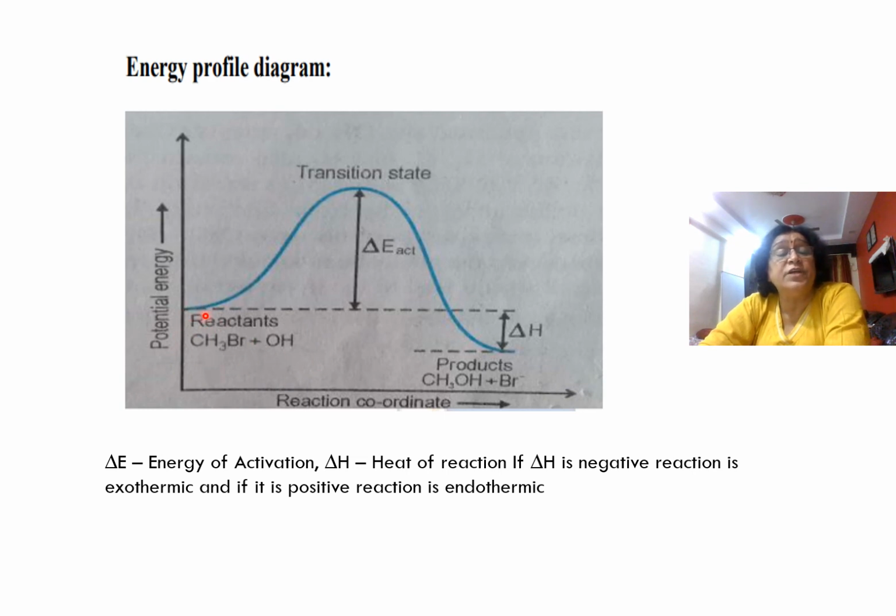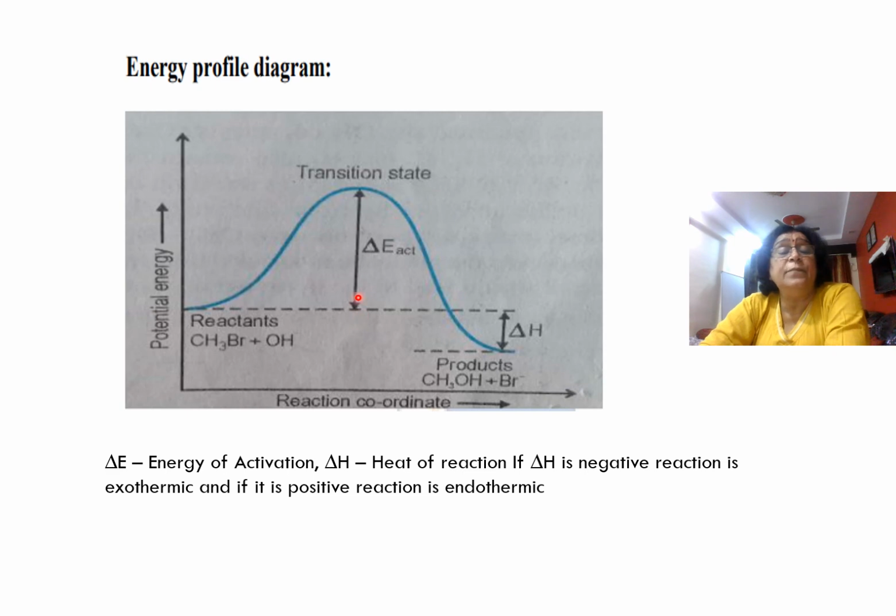Let's say the potential energy of the reactants is here. When the OH nucleophile approached methyl bromide from the backside, what happened? The transition state was formed, where OH was about to form a bond and the Br bond was about to break, and at that instant the transition state is formed. So you get a penta-coordinate carbon to which 3 H's are attached, the OH nucleophile is about to form a bond, and the Br bond is about to break.